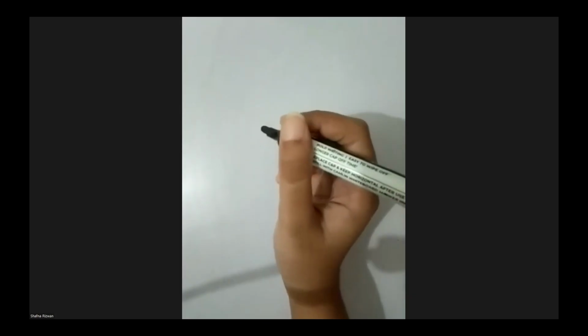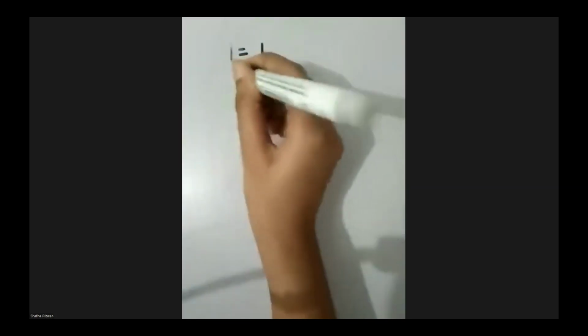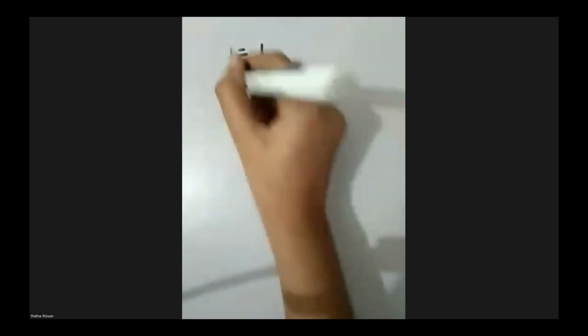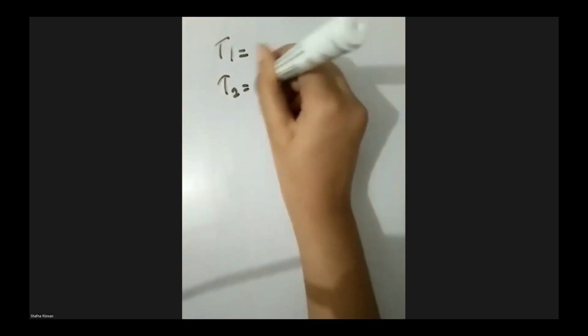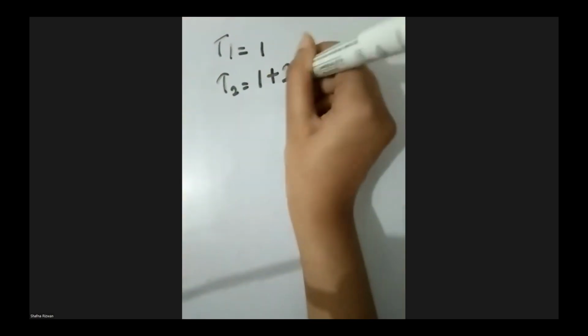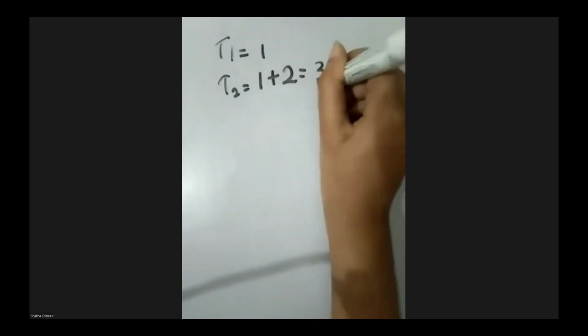Now see here, they are asking how many triangular numbers. How can you find the triangular numbers? You all know that one is the first triangular number. Triangular numbers means you have to add all the numbers together. For the second triangular number, T2, add 1 plus 2. 1 plus 2 is 3. So 3 is your second triangular number.